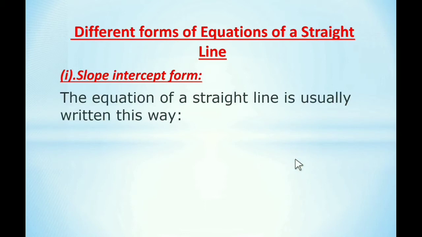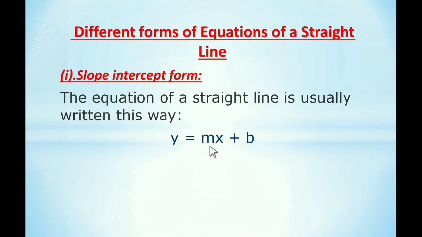The equation of a straight line is usually written in this way. Y equal to mx plus b. This is called the slope-intercept form. Slope, dear students, you have already studied, discussed in the first lecture. We have discussed it already.